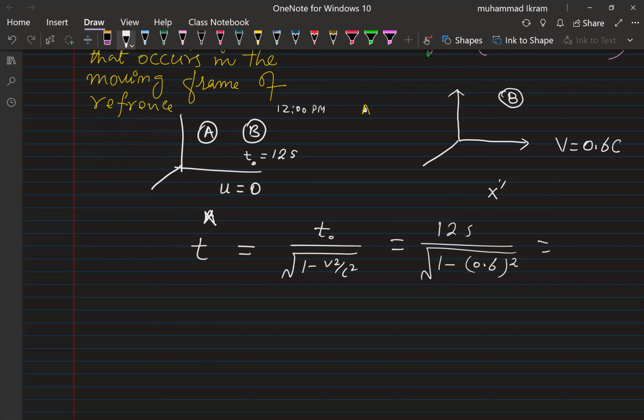Let me pick a calculator and calculate this value, how it will look. See here, it will be 1, and here it will be 1 minus 0.6 squared. So the time will come out to be, log, that will come out to be 15 seconds. This is 15 seconds.